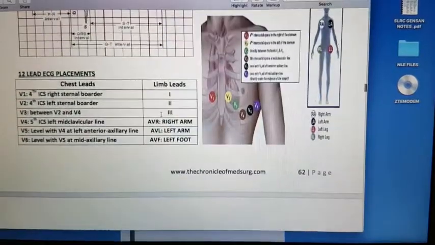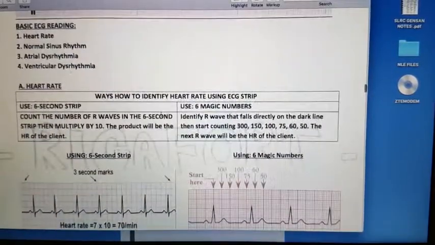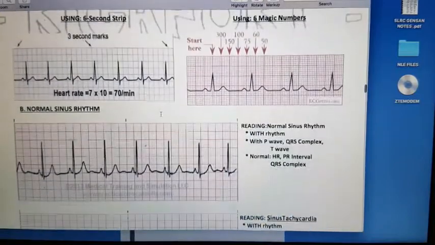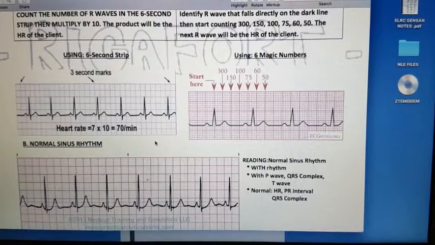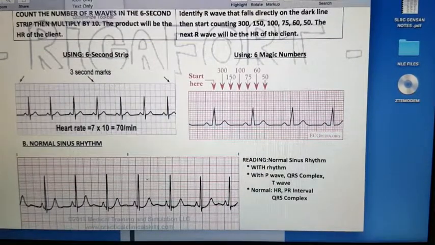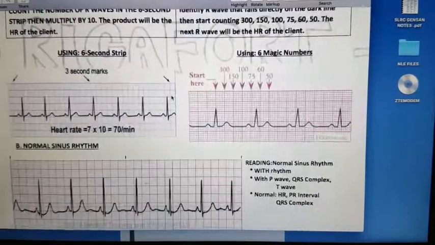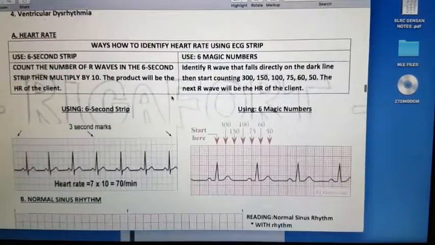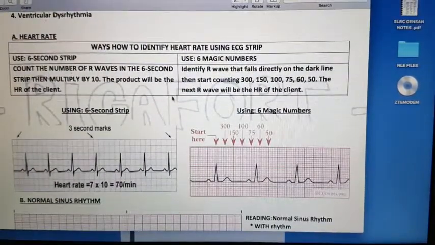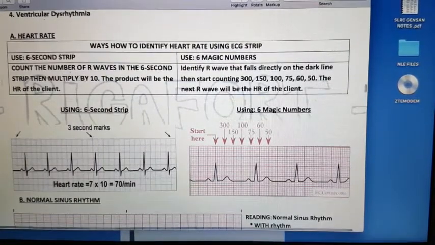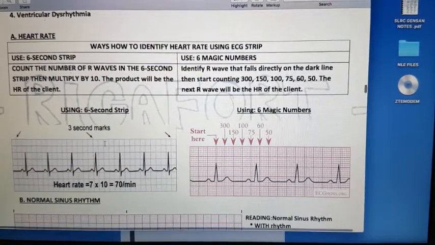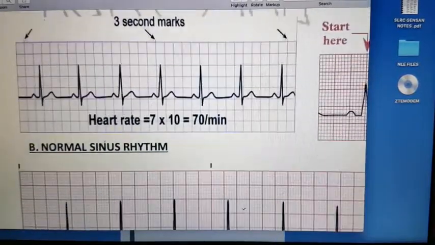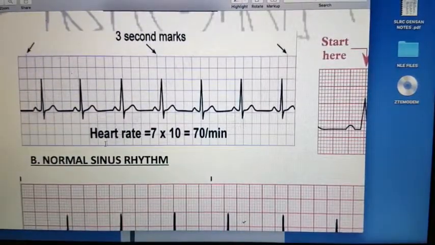Now, when I say heart rate of the patient, this is actually a sample, mga page po ng aking libro, The Chronicle of MedSurg. So more of the lectures can be found in the textbook, my review notes, The Chronicle of MedSurg. There are 2 ways to read or identify the heart rate of the patient. First is to use the 6 second strip. Remember, 3 seconds, another 3 seconds, that will give you 6 seconds.